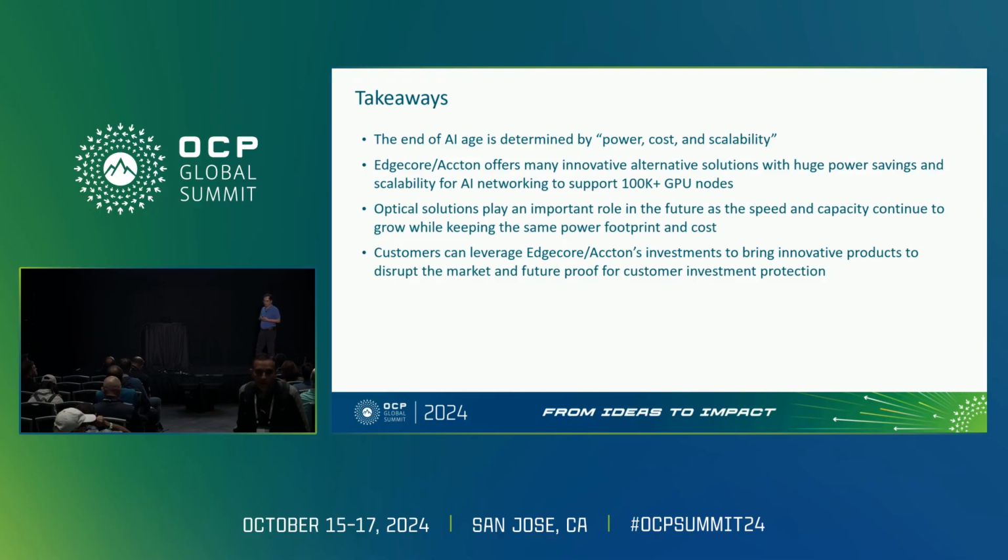So Edgecore and Ecton offer many innovative solutions as an alternative to today's networking solution for AI ML. We think we can support more than 100K GPU nodes easily with our technology. And optical solution plays a very key role in the future, so we are investing heavily on optics. Customers can leverage Ecton or Edgecore investment to bring the innovative product to solve your problem.